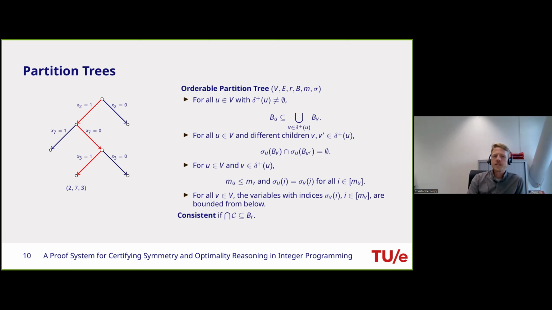And then we say that such an ordered partition tree or orderable partition tree is consistent with a set of core constraints if the feasible region BR at the root node contains all the elements from the core constraints. So we also need to link this somehow to the problem that we would like to solve. So we could, for instance, say that BR is the set of all the mixed integer points that satisfy the constraints that define my mixed integer program.